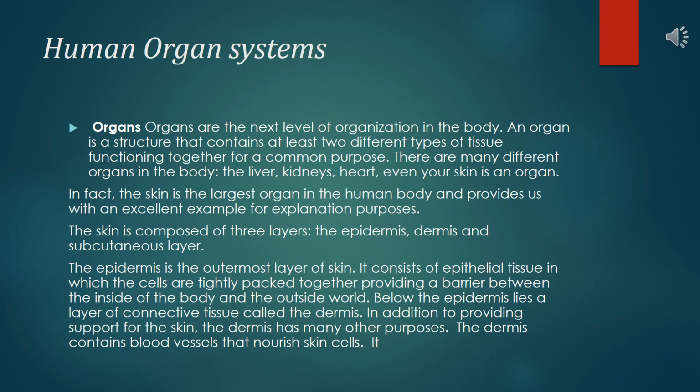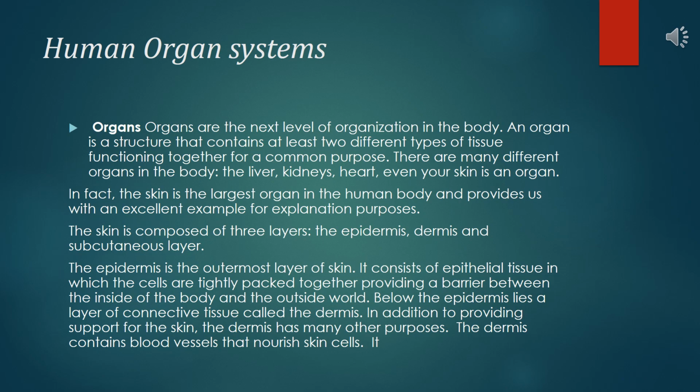Organs are the next level of organization in the body. An organ is a structure that contains at least two different types of tissue functioning together for a common purpose. There are many different organs in the body: the liver, kidneys, heart, even your skin is an organ. In fact, the skin is the largest organ in the human body and provides us with an excellent example for explanation purposes. The skin is composed of three layers: the epidermis, dermis, and subcutaneous layer. The epidermis is the outermost layer of skin.